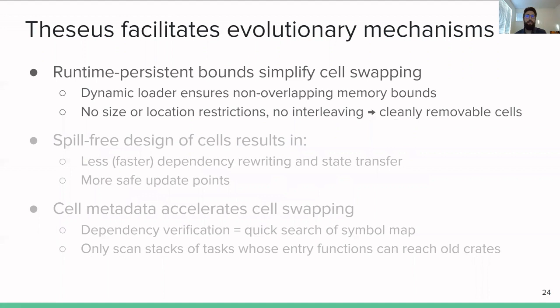Many aspects of Theseus' design facilitate cell swapping. For example, the dynamic loader ensures that cells cannot overlap or have their sections interleaved in memory, which makes them cleanly removable. Many other examples are given in our paper.